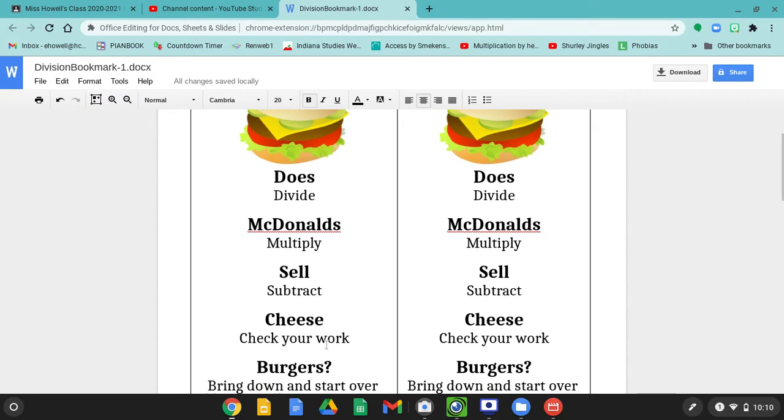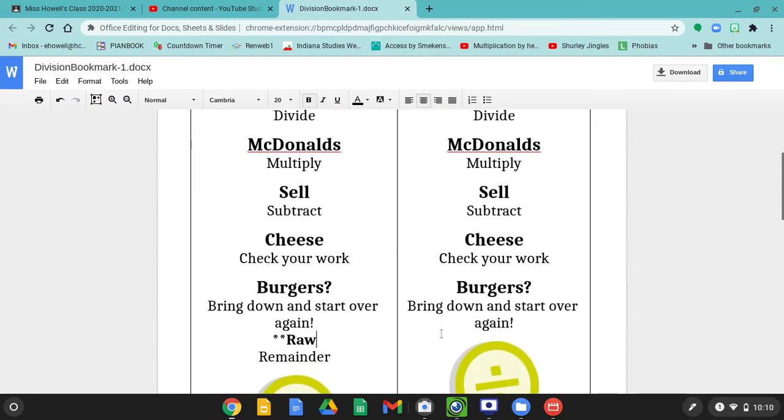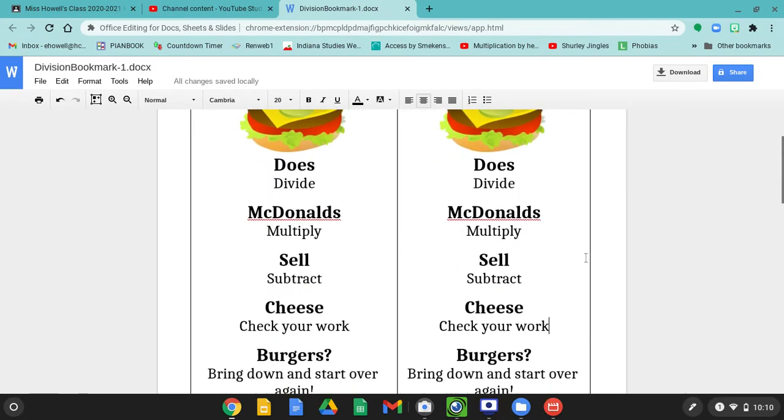Okay, so does McDonald's sell cheeseburgers raw? Now, I put asterisks, those are the little stars, by "raw" because not every problem has a remainder. For right now, they do. But when you get older, they do it as fractions and decimals. For now, it's just a number that we write as part of the problem. All right, so does McDonald's sell cheeseburgers raw?